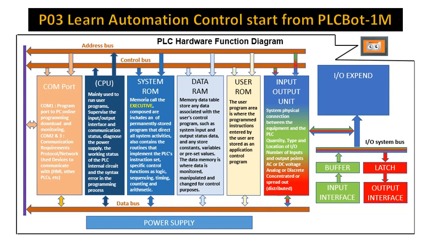System physical connection: between the equipment and the PLC, consider the quantity, type and location of I/O, the number of inputs and output points, AC or DC voltage, analog or discrete, concentrated or spread out, distributed. Determine what inputs and outputs are needed, fill the rack with the appropriate cards and then address them correctly in the CPU's program.